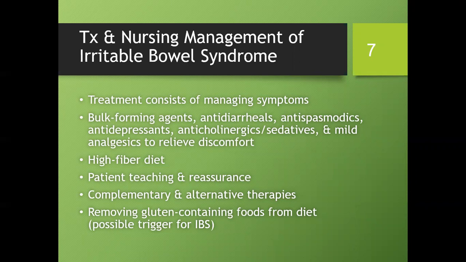There are also complementary and alternative therapies that we can suggest. Peppermint oil is one of them. It can provide some temporary relief of abdominal pain if the patient has IBS, but we do not want anybody with GERD, especially if they're taking acid reducing meds, to take peppermint oil, because it can make the heartburn worse. And then we want them to remove gluten containing foods from the diet, or whatever their trigger food is. We know that gluten containing foods are possibly a trigger for IBS.